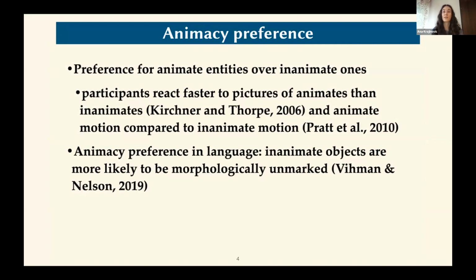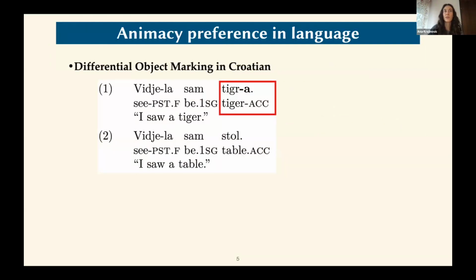So we see in experimental research that participants react faster to pictures of animates than inanimates. We also see they react faster to animate motion compared to inanimate motion. And in language, inanimate objects tend to be less morphologically marked than animates. And we can see an example of this in one of the well-studied phenomena in this domain, and that is differential object marking. Here we have an example from Croatian, where masculine nouns undergo differential object marking.